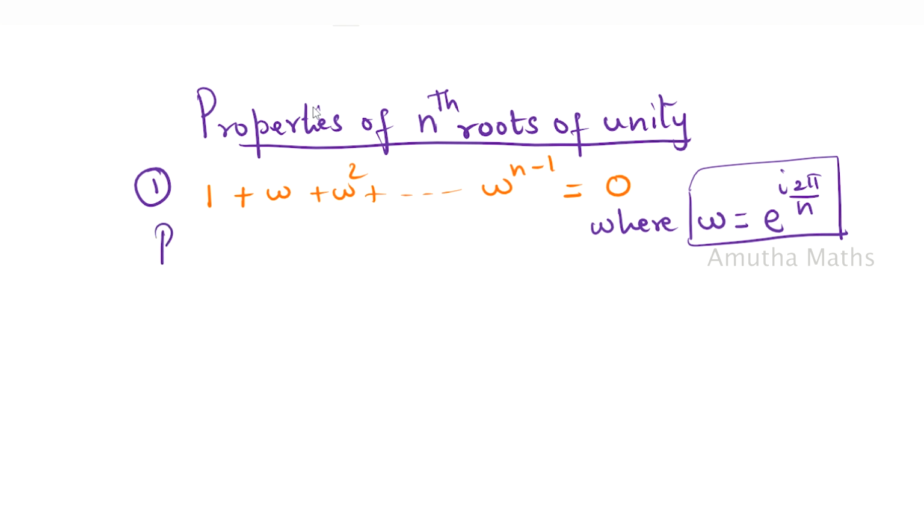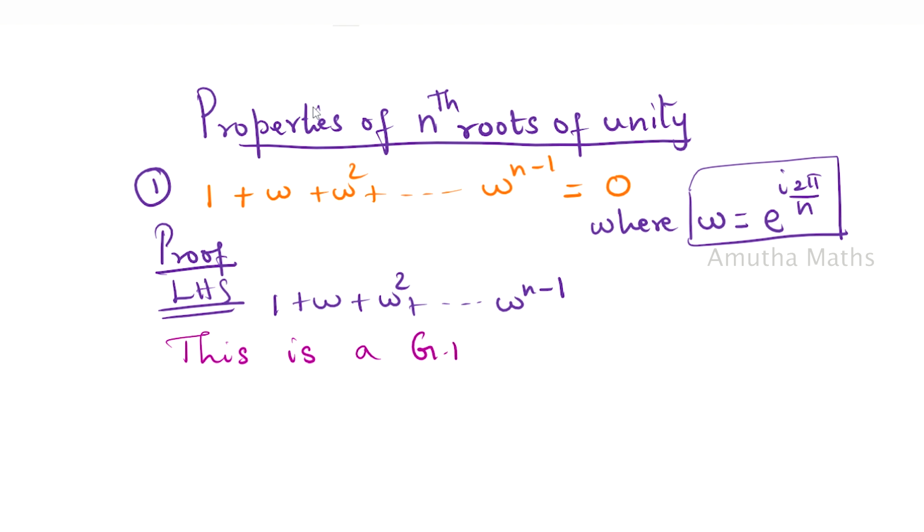Now proof. The LHS, what do you have? The LHS we have 1 plus omega plus omega square etc. plus omega power n minus 1. So this is a GP, geometric progression, with common ratio omega. Listen carefully. I have taken the left hand side, and this is a GP with common ratio omega.